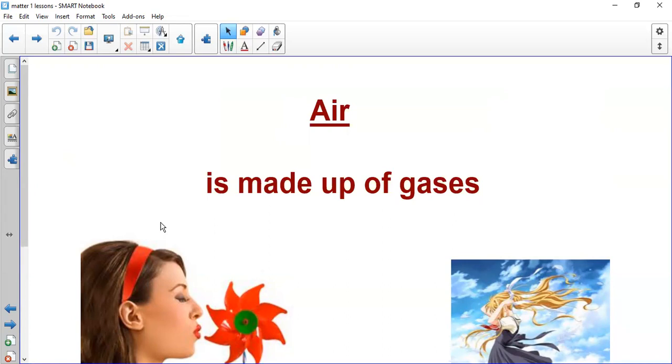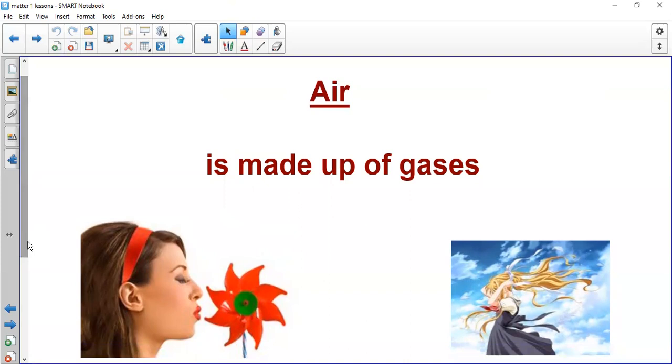So air is made up of gases, and gas doesn't have its own shape. Gas fills the container. We cannot see air, we cannot see gas, but we can feel it, and we can breathe it.